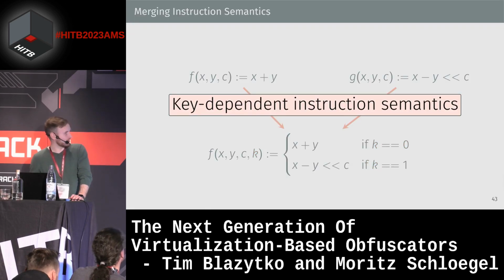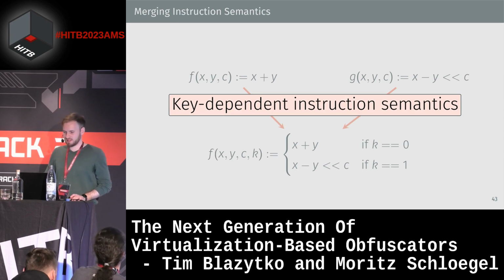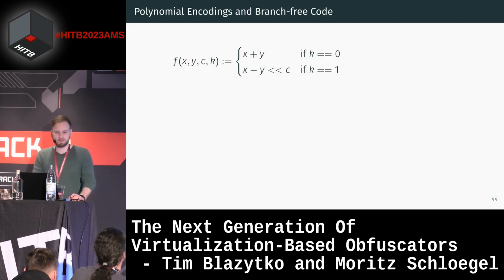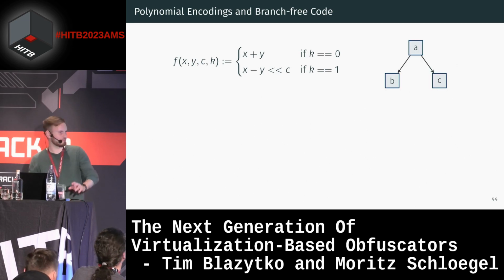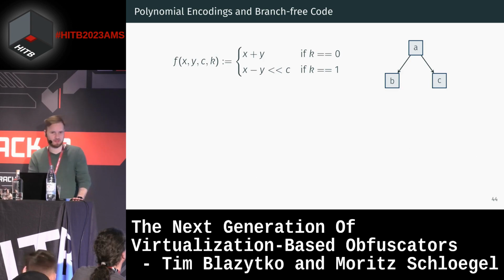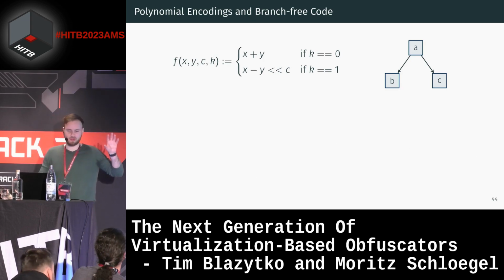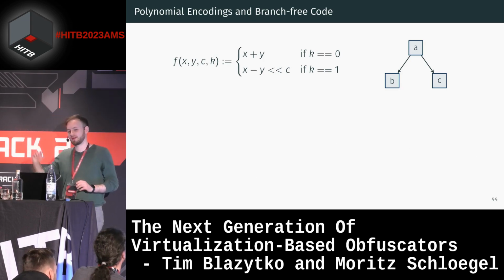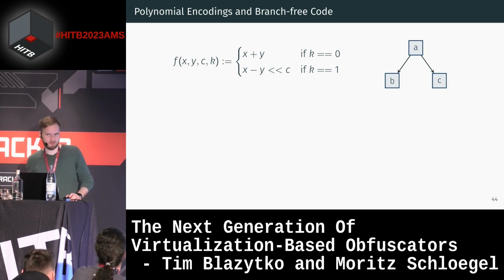We say these are key-dependent instruction semantics, and if we think about them in a control flow way, it would look something like this. There's an if, there's a branch, and either we are going the x plus y way or we are going the x minus y left shift c way, right?